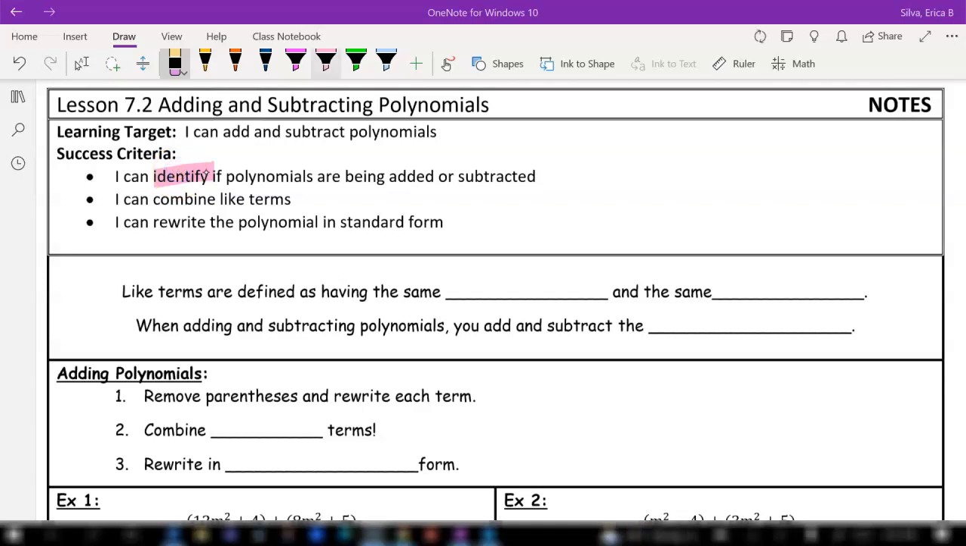Hey guys, it's Miss Silva, and for this lesson, we're going to add and subtract polynomials. To be successful, we need to identify if the polynomials are being added or subtracted. So we're going to be looking at the symbol in between the two parentheses. Then we're going to combine like terms, and then rewrite the polynomials in standard form, which means we're going to write it from the highest exponent to the lowest exponent.